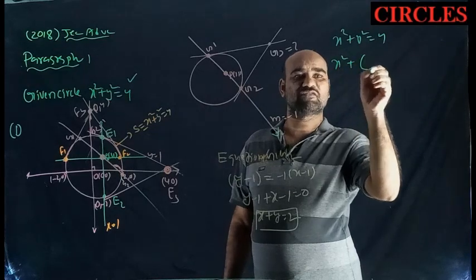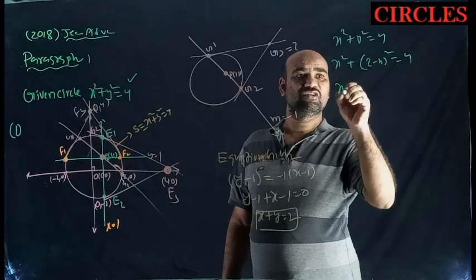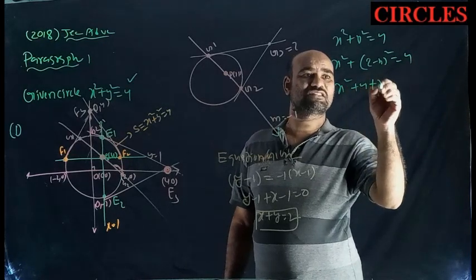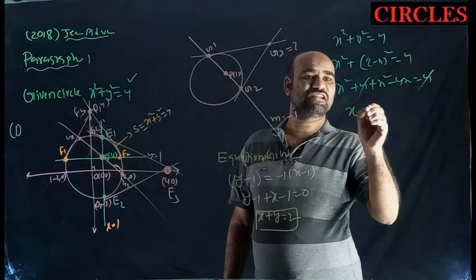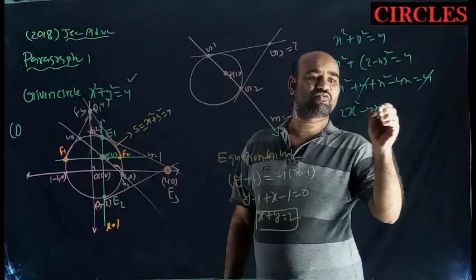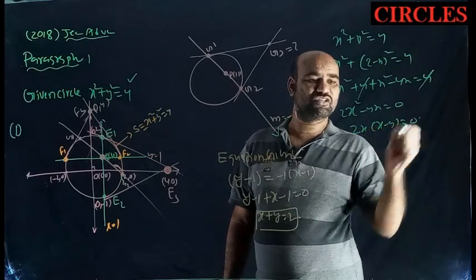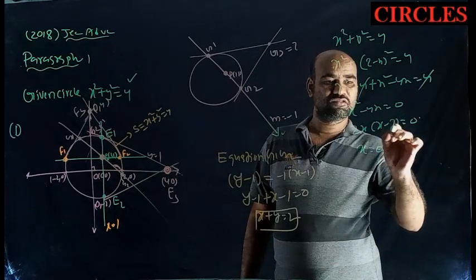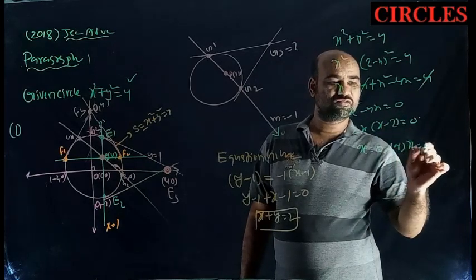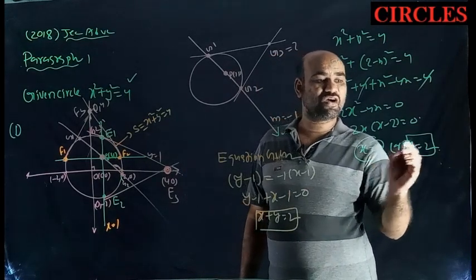Instead of y, I can write (2 - x)², so x² + (2 - x)² = 4. That gives x² + 4 + x² - 4x = 4. The 4s cancel, so 2x² - 4x = 0. Taking 2x common, 2x(x - 2) = 0, so x = 0 or x = 2.